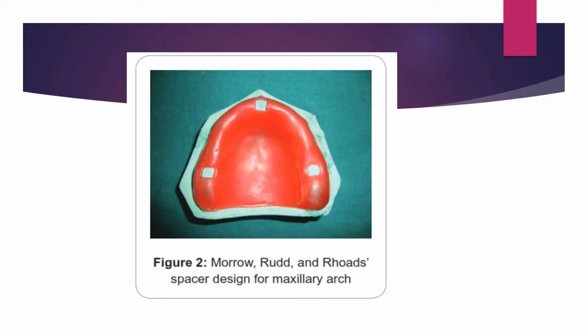So coming to the Morrow, Rudd and Rhoads spacer design for the maxillary arch, based on the minimal pressure technique, it recommends blocking out undercut areas with wax and then adapting the full wax spacer 2 mm short of the resin special tray border all over. Then they recommend placement of 3 tissue stops, 4 by 4 mm, equidistant from each other. That is the Morrow, Rudd and Rhoads spacer design for the maxillary arch.